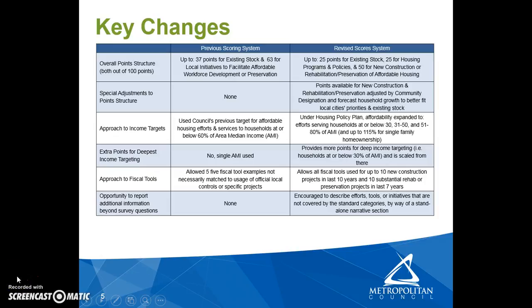Finally, the new survey provides an optional narrative section where respondents can highlight special efforts, projects, programs, or activities that are otherwise not measured by the survey. Similar to the fiscal tools and local official controls, this will help develop a better regional picture of effective tools for creating and preserving affordable housing.